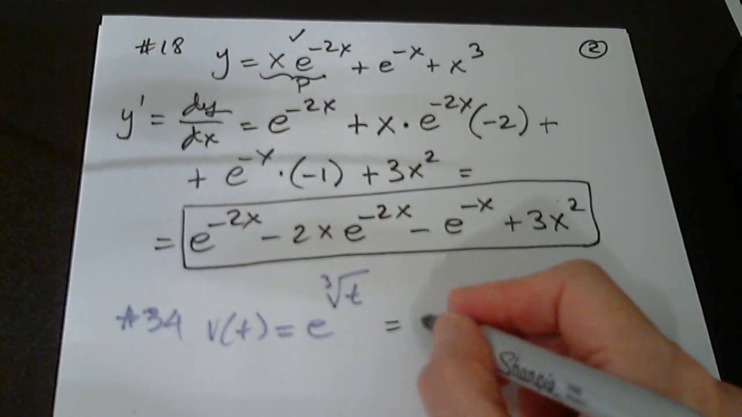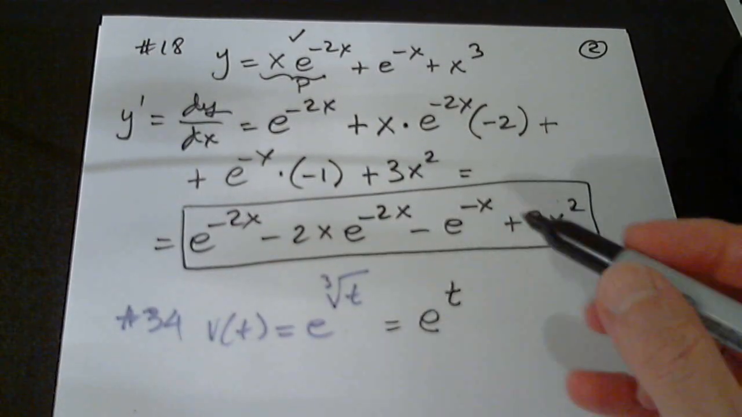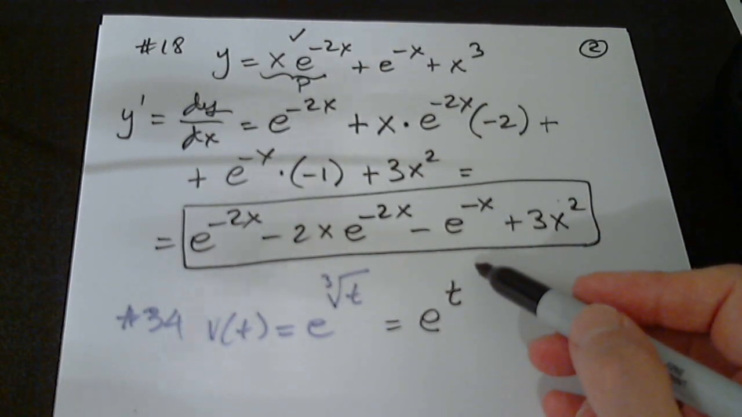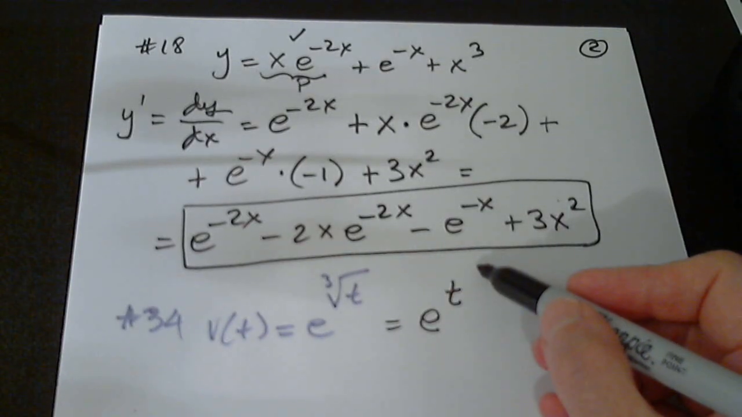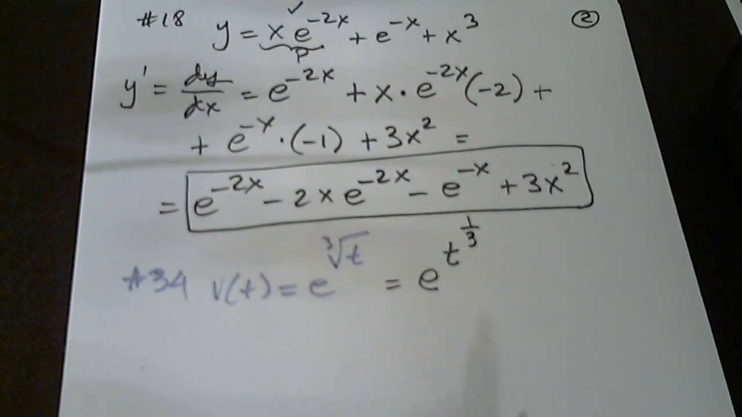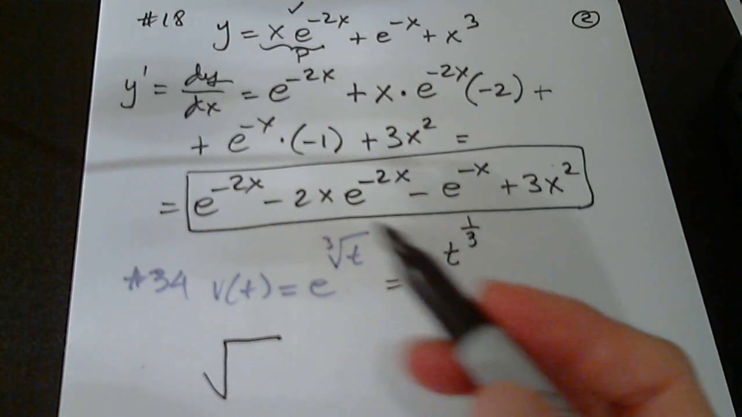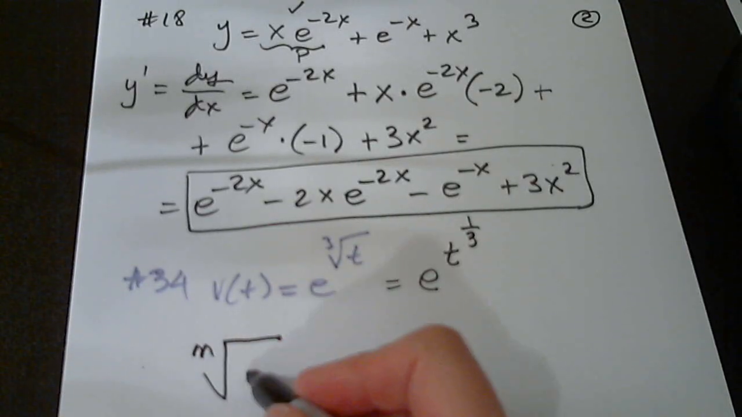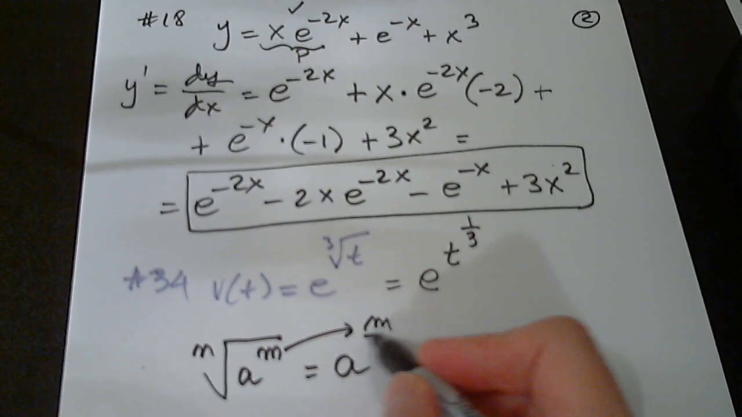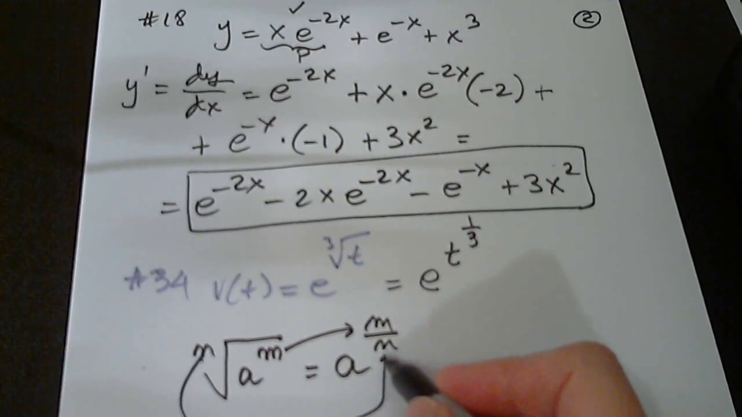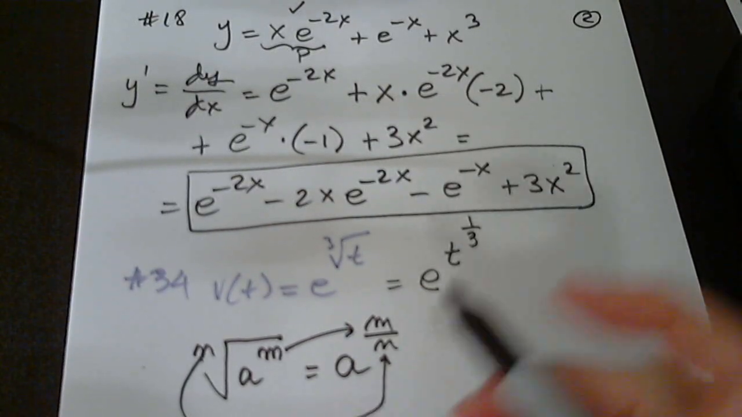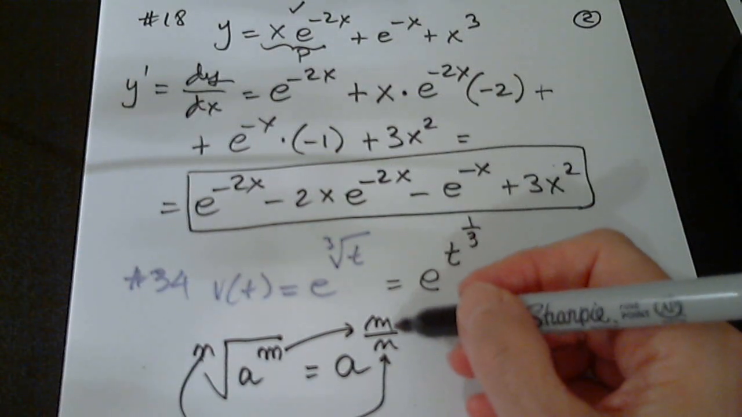So first of all, I will rewrite it as e raised to t to which power? Because it's the cube root. Which power is the cube root? 1/3, right? So we said that any radical, the nth root of a to the mth power, is a to the m over n. So any radical can be changed into exponential notation as long as the exponent is a fraction.